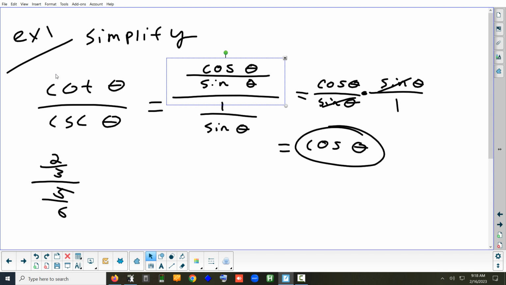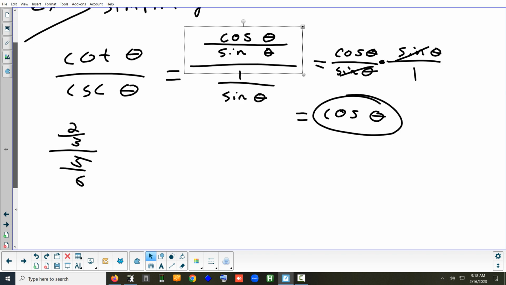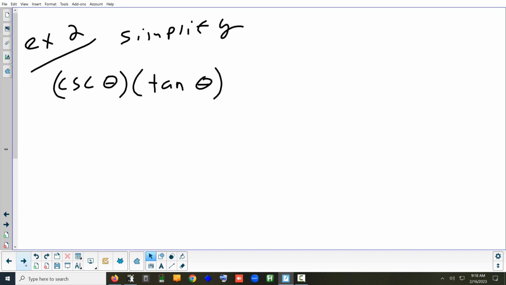Any questions on that? Okay, let's try another one. Let's try cosecant times tangent. It's more complicated than it needs to be because you have two different trig functions and they're being multiplied together.